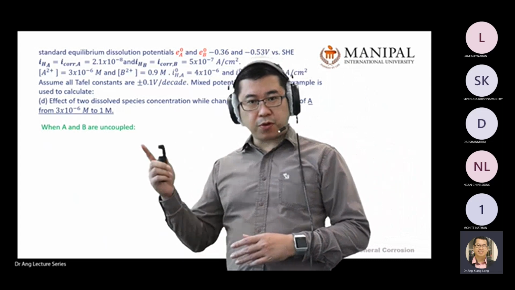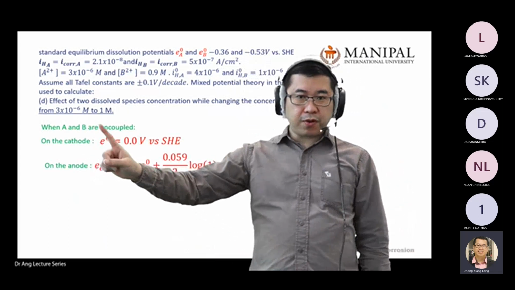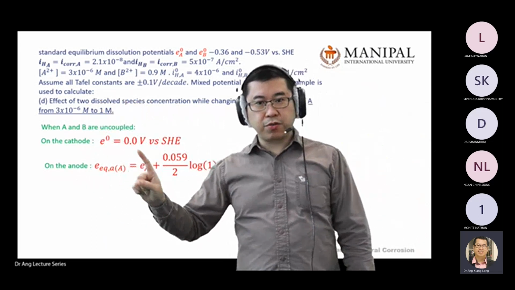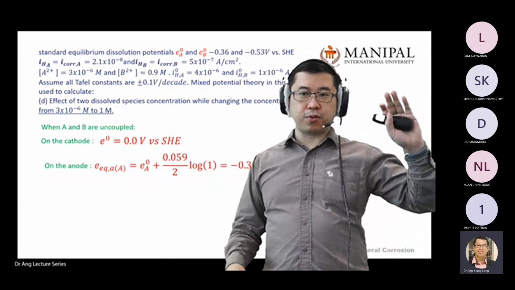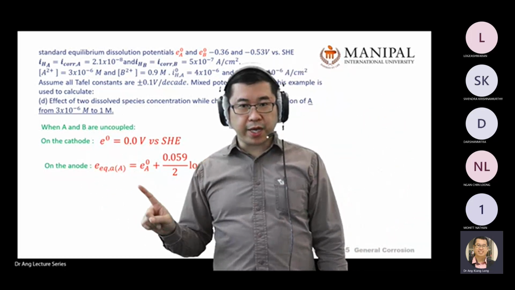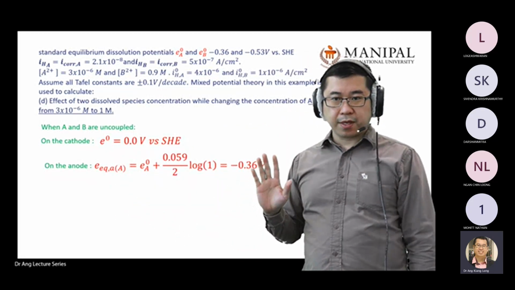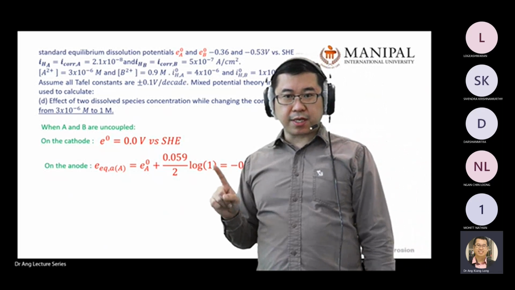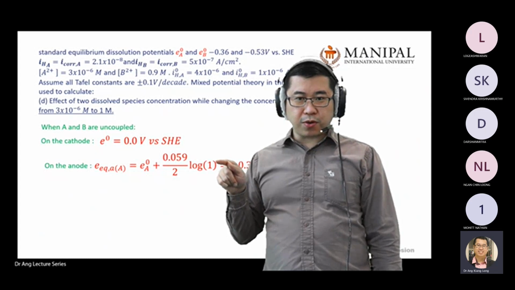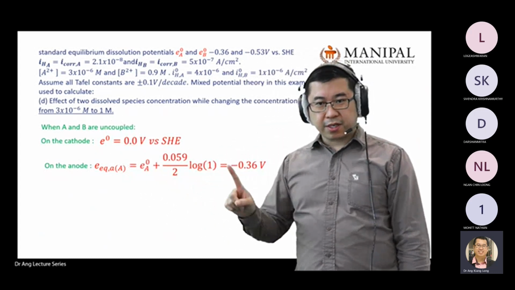So just recall before you coupled, what happened? Before A and B coupled, meaning you separate, the cathode is 0 volt because there's no connection. So your cathode will be 0. But the anode for A will give you this equation. This one you have seen in section A just now. It's just that you substitute your concentration to become 1.